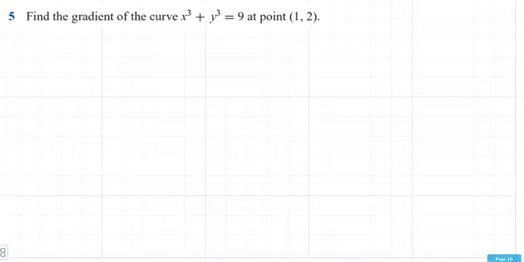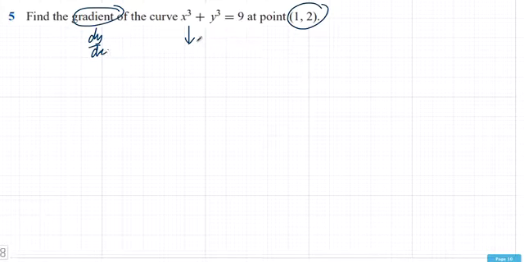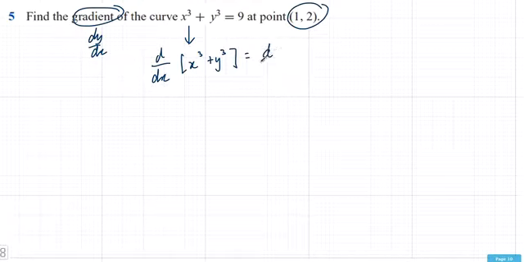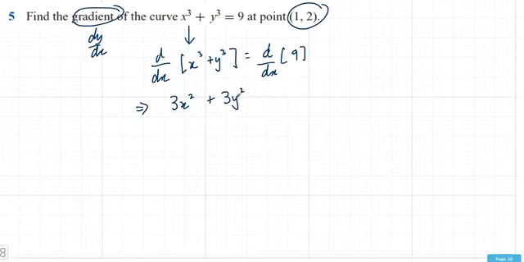Next one, we were asked to find the gradient of the curve. Gradient's easy because it's just dy dx. So again, with this one, it's at a point as well. So we'll have to find dy dx and then sub in the point. So first thing we're going to do is just differentiate each side. If the term only has x's in it, then it's easy, just differentiate it. So this will become 3x squared, and this will be 3y squared, but with a dy dx, because it doesn't have any x's. This is 0.